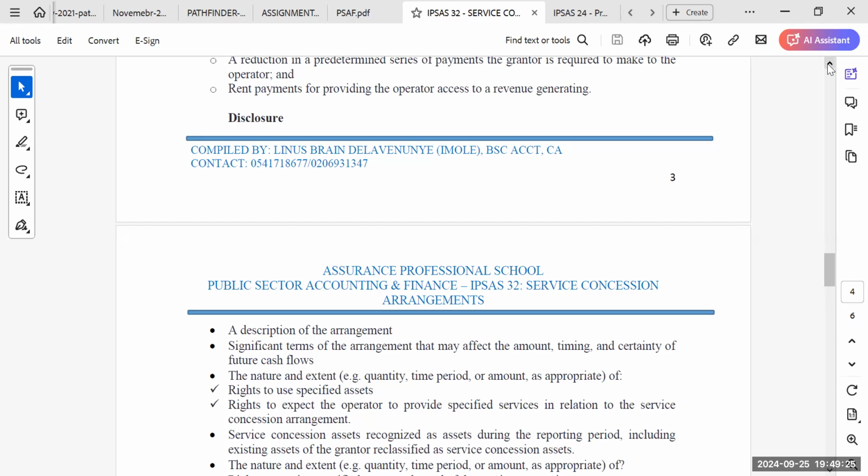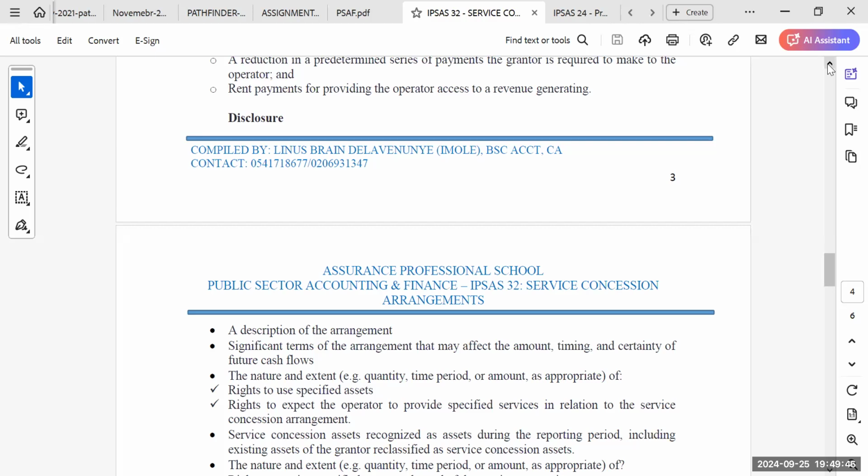Just as the description, give us a brief info about the arrangement. The significant terms of the arrangement that may affect the amount, timing, or certainty of cash flows. Do we have any terms over there that is going to affect how the money should be distributed, how payment should be made, or how the activity should be carried out?